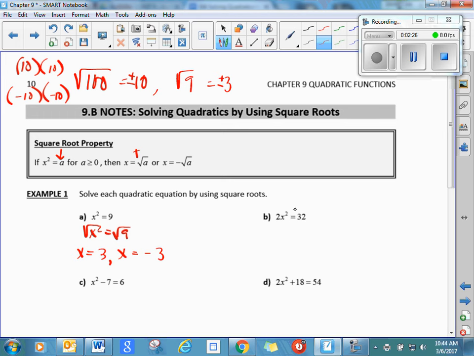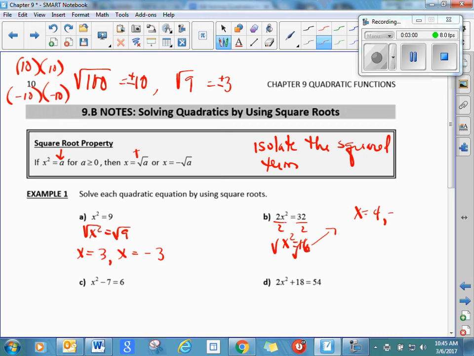If you look at b, and I need to write this over here, isolate the squared term first. So this x squared is not isolated. It has a 2 attached by multiplication, so we're going to remove the 2 by division. So we get x squared is equal to 16. And of course we can take the square root of both sides, and we get x is equal to positive 4, and x is also equal to negative 4.